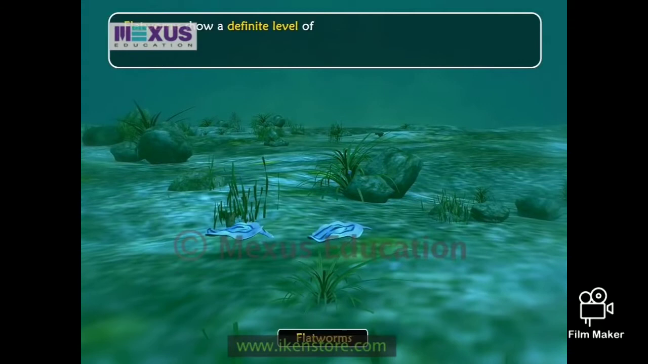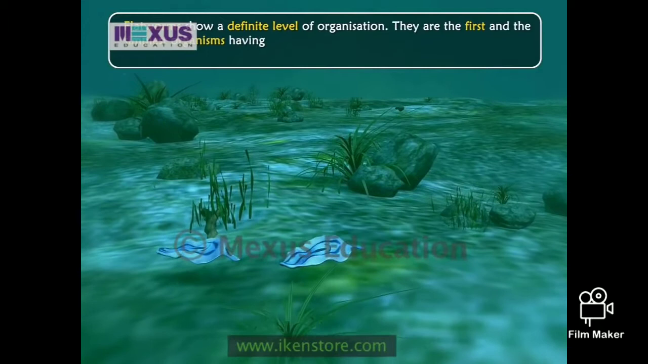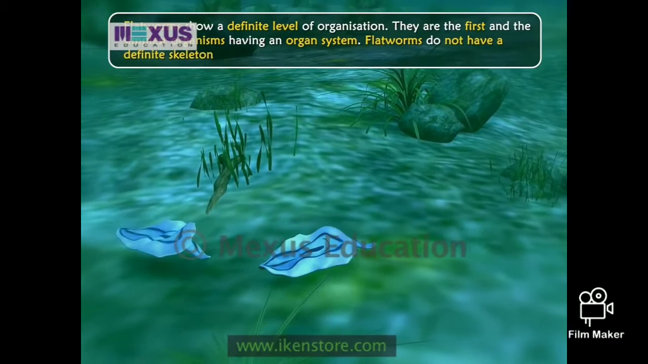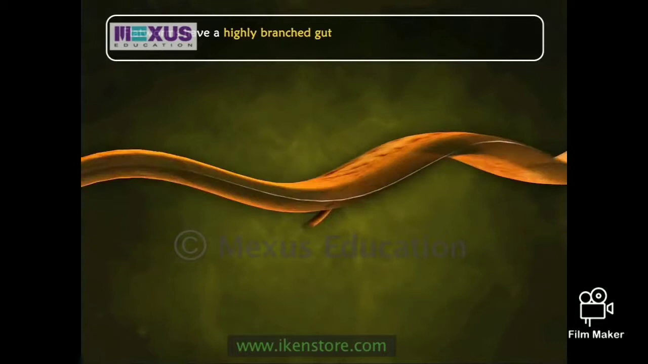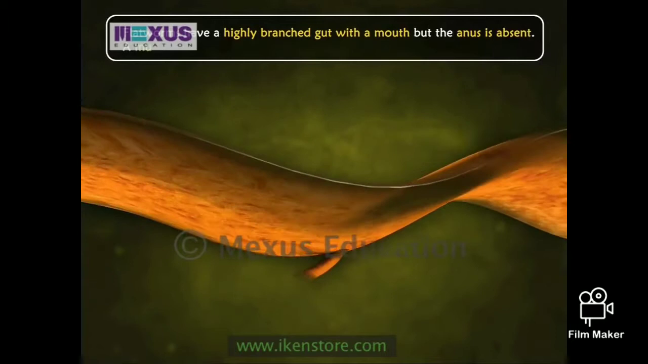They are the first and the simplest organisms having an organ system. Flatworms do not have a definite skeleton, but have a cuticle which protects their bodies. Flatworms have a highly branched gut with a mouth, but the anus is absent. A muscular suctorial pharynx is present for taking in the food.